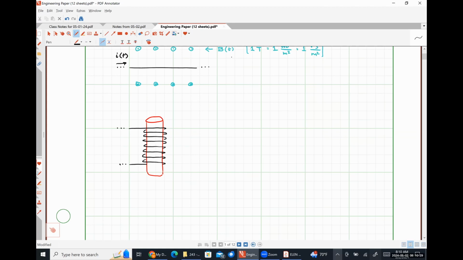And I'm going to define my current such that it is traveling down the wire in this direction and coming out of the wire in this direction. Okay. The coil that I have formed here will have some number of turns, n. So that's what we're going to use as our variable for the number of turns.